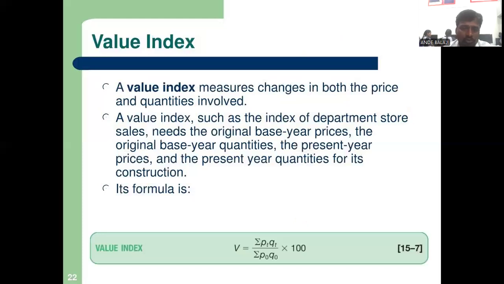When it comes to special purpose index numbers, we have the value index number. The value index number measures the changes in both the prices and quantities involved, such as the index of a departmental store. For example, the departmental store needs the original base year prices, the base year quantities, the present year prices, and the present year quantities, that means the current year prices and quantities.